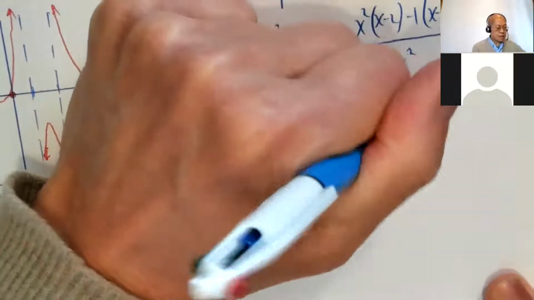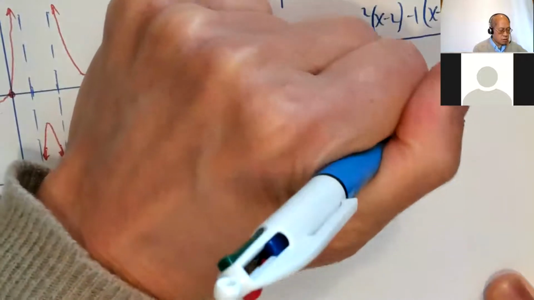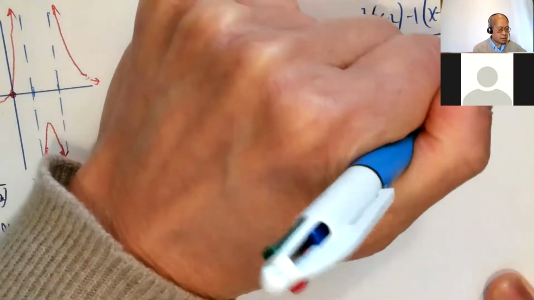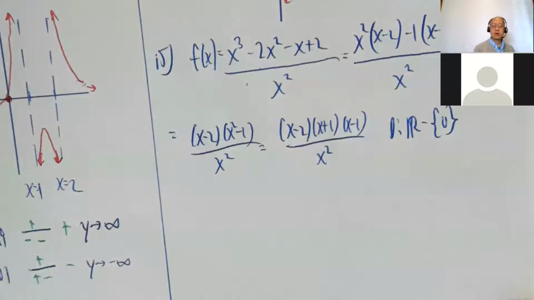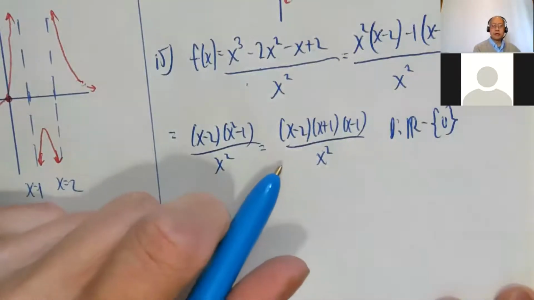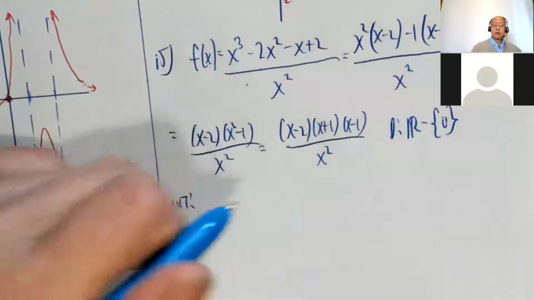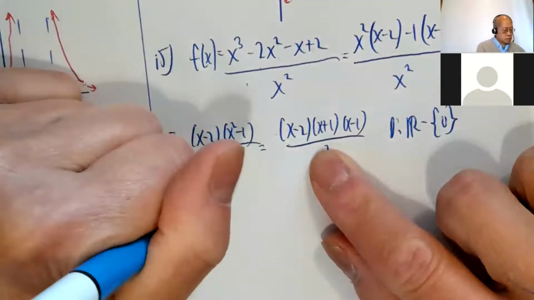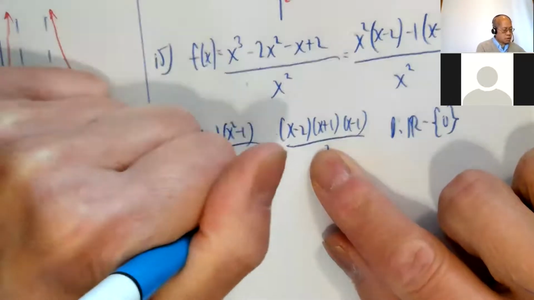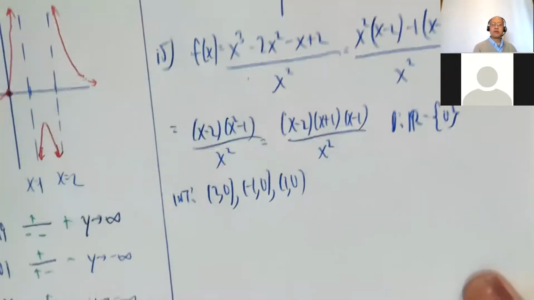All right, so the domain: all real numbers except for 0. All real numbers minus the set consisting of 0. Okay, intercepts. When is a fraction equal to 0? When the numerator is 0. So 2, 0, negative 1, 0, and 1, 0.